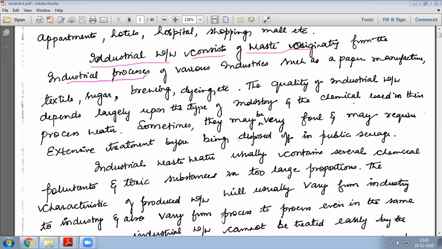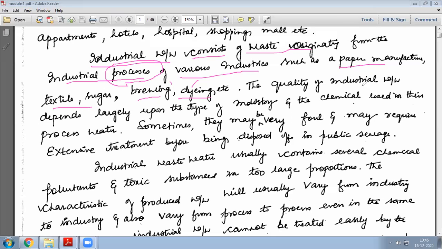It might be one process or a lot of processes might be there, like various industries. For example, you have paper industry, textile industry, you have brewing, meaning the thing which manufactures alcohol. Brewing industry we call, and dyeing industry, color manufacturing unit, like that. So in the process, what are all the waste that is coming from processes of different industry, we call industrial wastewater.